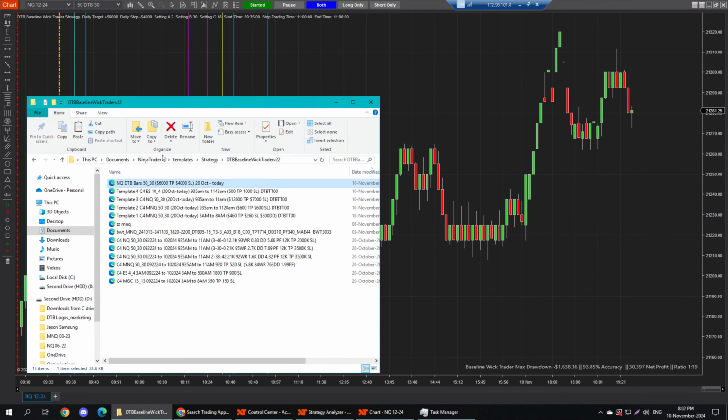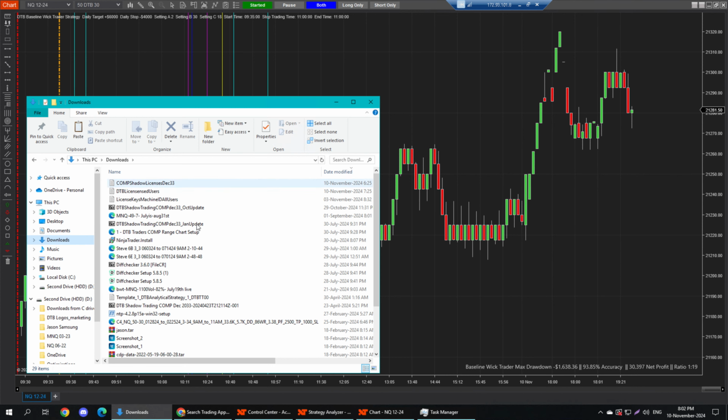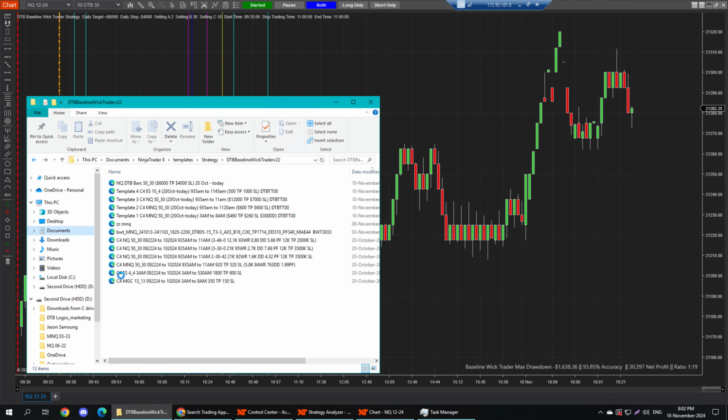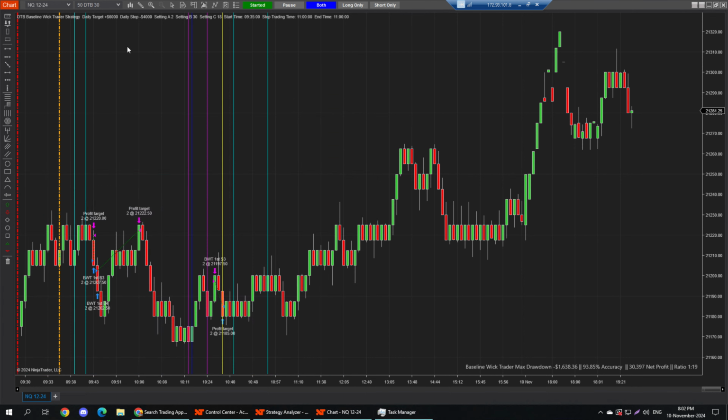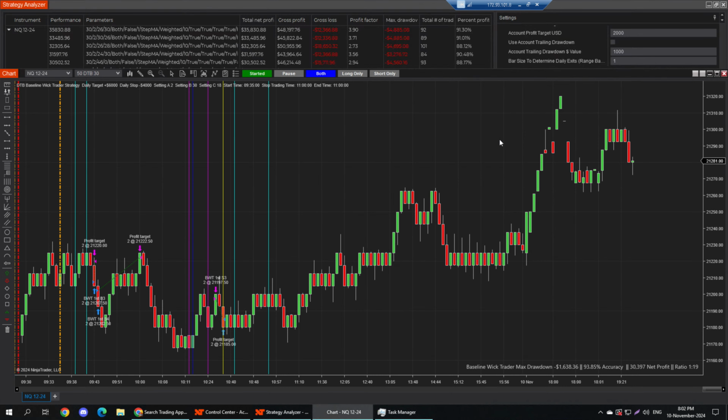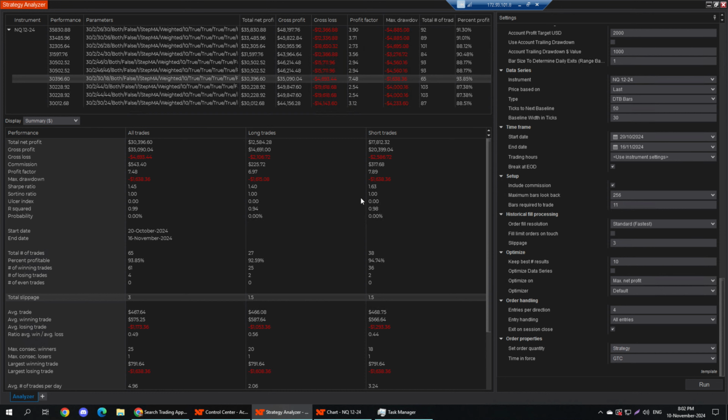So then you go to your documents, NinjaTrader 8 templates, and you paste that template into your folder. Now, obviously, I've got it in here because I created it, but any new member, if they go to their downloads section, will find that template loaded. So then all you do is cut and paste that template into the strategy folder, which is this one over here. And then you're able to load up the chart, load up the strategy, and let it run. So that is basically how the strategy analyzer works with the baseline Wick Trader.